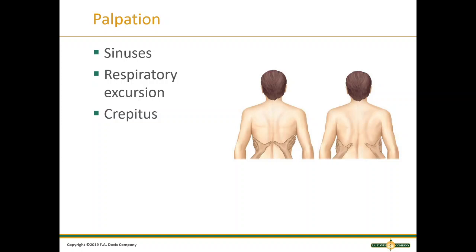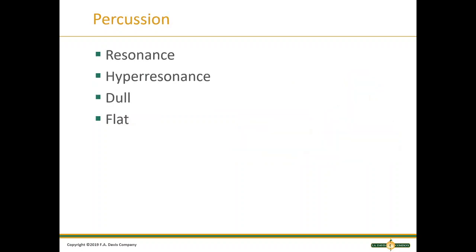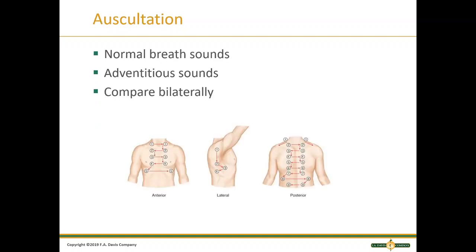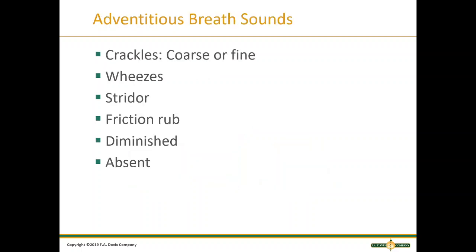Palpation. This is how we're going to palpate in the areas. For respiratory system: sinuses, respiratory excursion, and crepitus. Percussion. These are the things that we are going to percuss, and you're going to feel those. And then this is what we hear, and these are the placements. Again, that's table 29.4 on page 535. You have to know these for your nurse life, right?